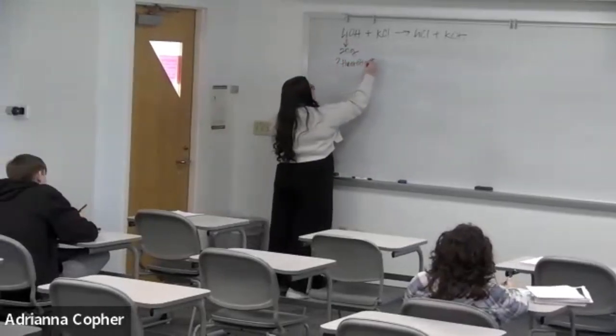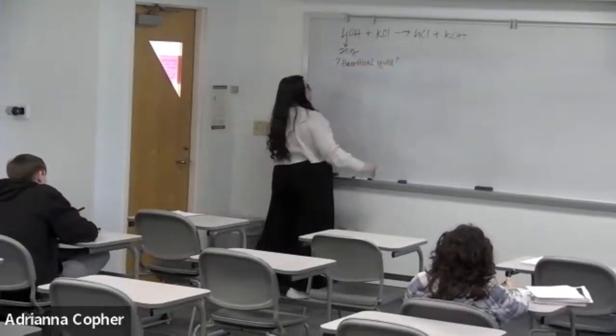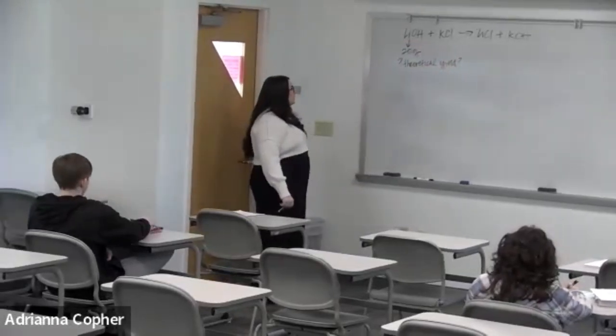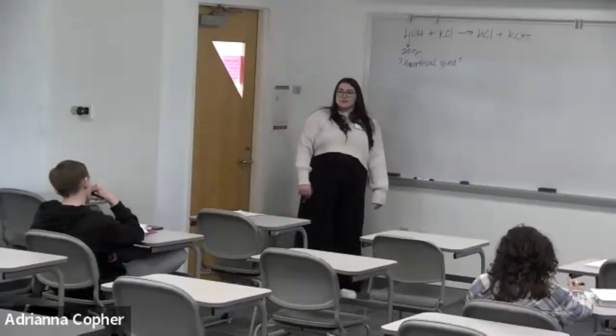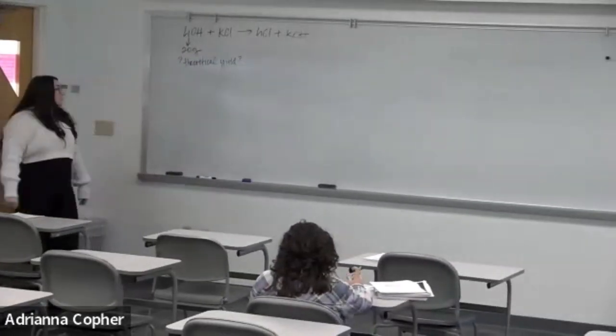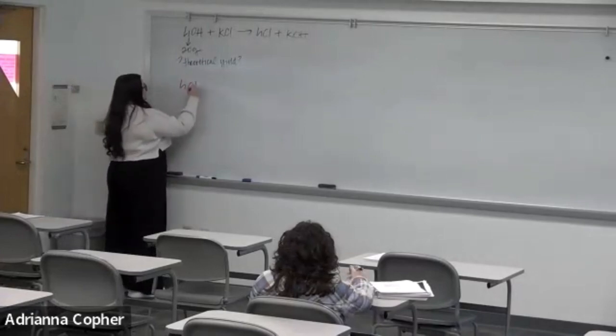I'll tell you how this ties into lithium hydroxide. I want to find out the theoretical yield. All that means is I take whatever number they've given me, which always has to be a reactant, and then I convert it to one of the products. That's it. So you can pick what product you like, but we're going to start with lithium hydroxide, 20 grams.